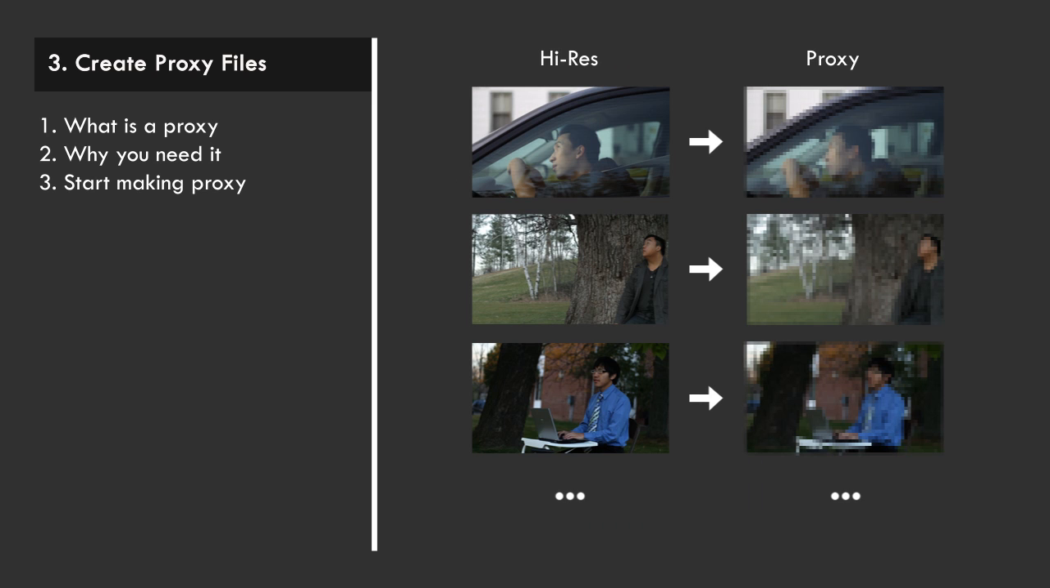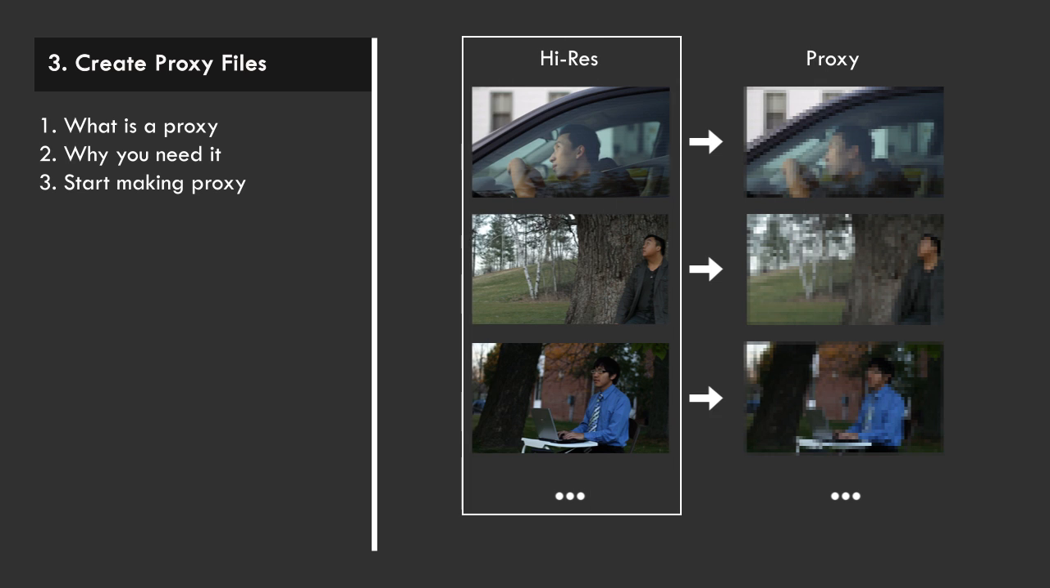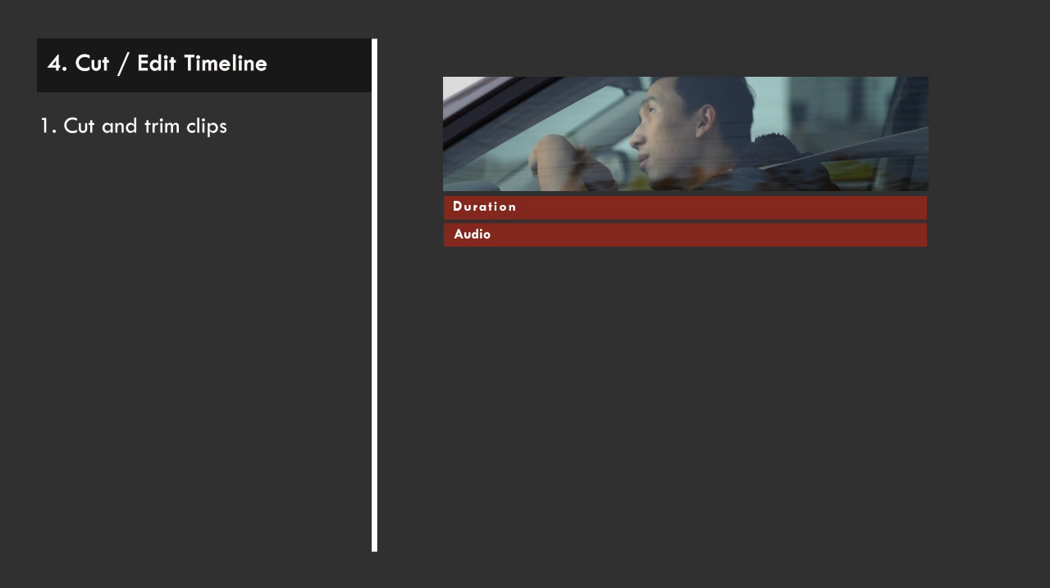To start creating proxy files, use your software editing program and render each video out separately as a lower resolution file. When you begin editing your videos in your timeline, use your proxy files. And when you are finished and ready to render, swap your proxy files to your original file. But wait, you don't want to render yet, you still have to cut and edit your videos in the timeline.